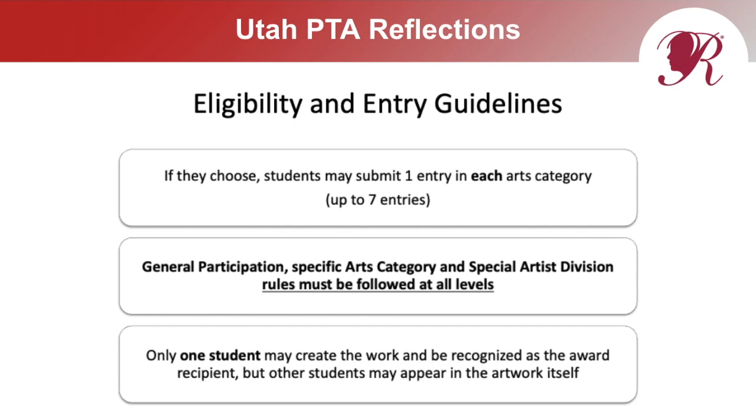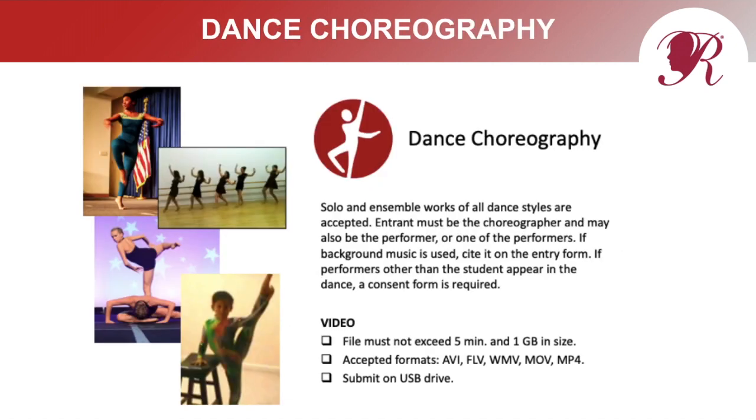The students may submit 1 entry in each arts category for up to 7 entries if you're offering all of the arts categories. And they must follow the rules for general participation, the specific arts category, and the special artist division if they are competing that way. These rules are all found in the handbook and online. Only 1 student may create the work and be recognized as the award recipient, but other students may appear in the artwork itself.